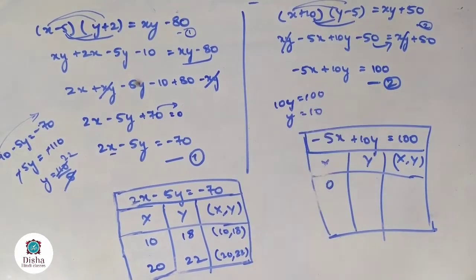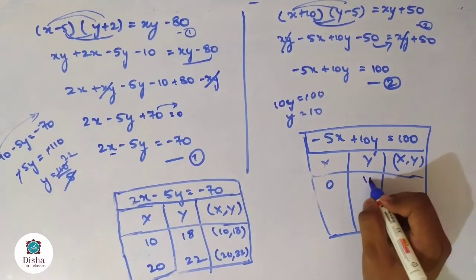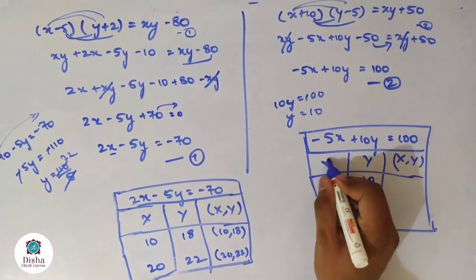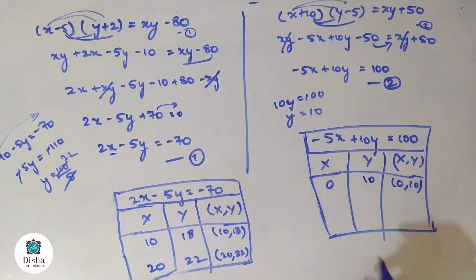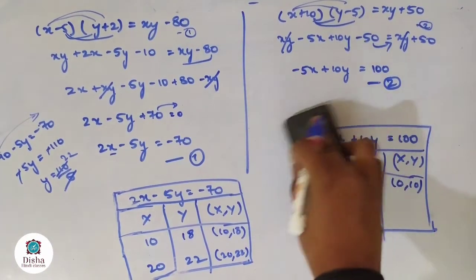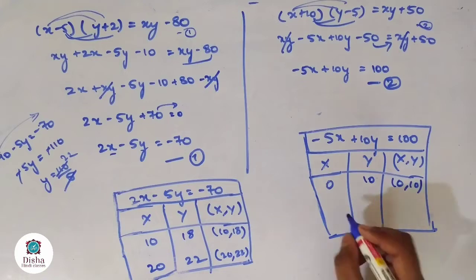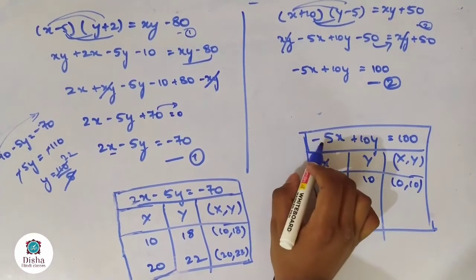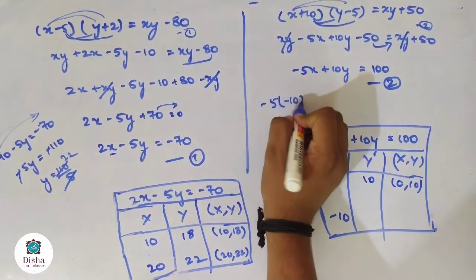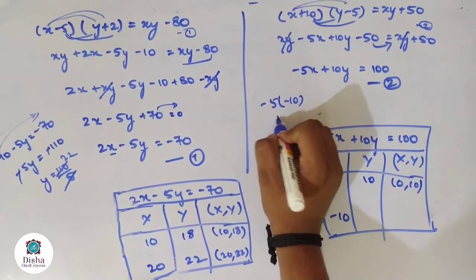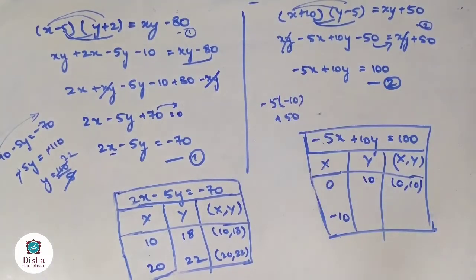Y equals 10, so y will become 10. X is 0, y is 10. Next we will take the x value as minus 10. So minus 5 into minus 10 will become plus 50.